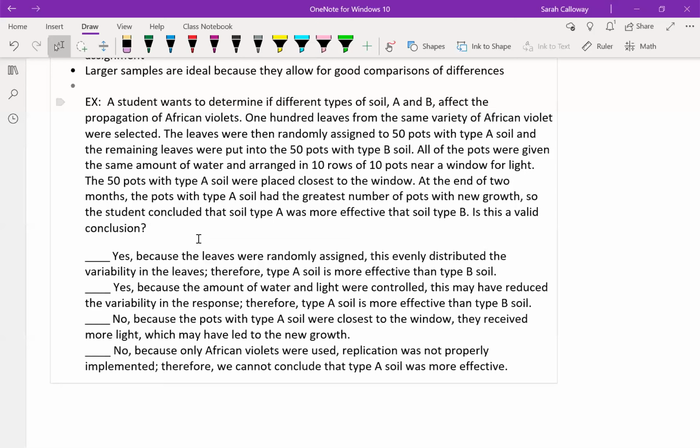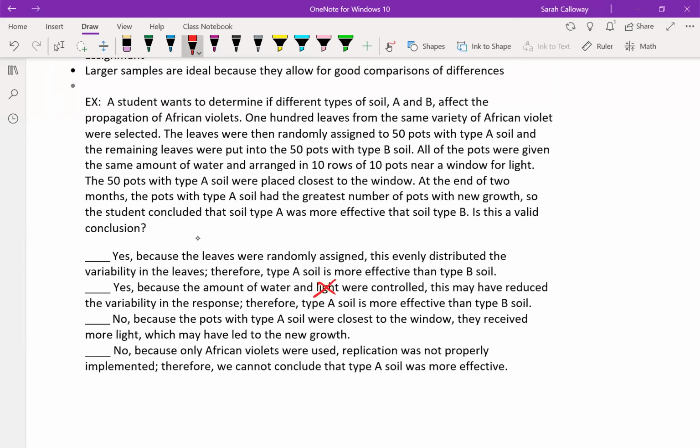And so if we think about that, the water and light weren't really controlled because all of the pots with type A soil were placed closest to the window. So that's definitely not true, right? The light was not controlled. And so no, because the pots with type A soil were closest to the window, they received more light, which may have led to the new growth.